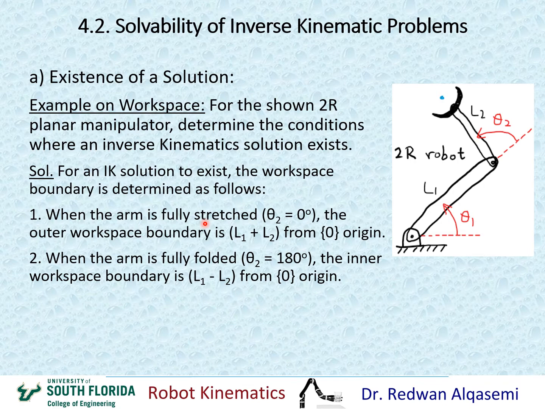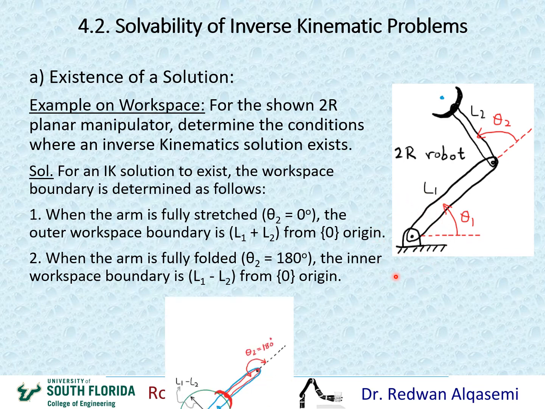Now to find the inner workspace boundary, we fold the arm fully to 180 degrees. So the end effector comes down to here. And then at that state, we rotate the arm about theta 1. And then that would form a smaller circle right here from the end effector. Okay, and that would be the inner edge of my workspace.